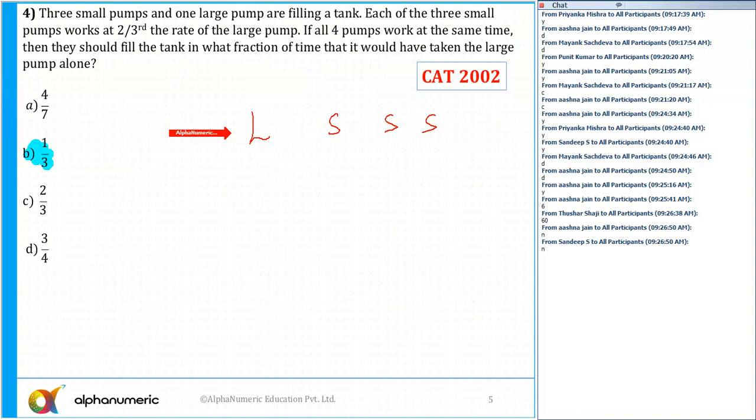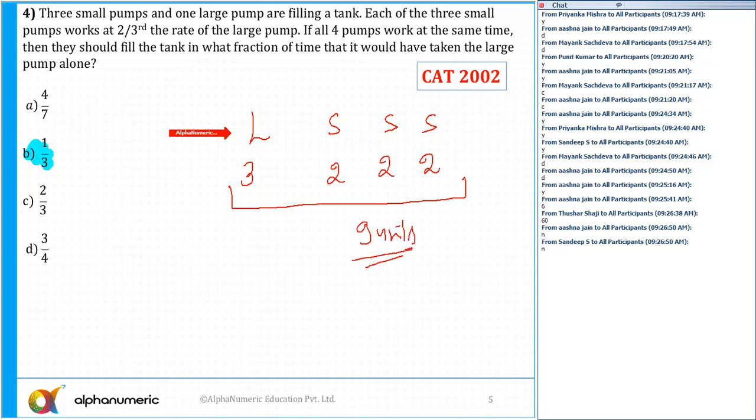So let's say the large pump is filling 3 units. Let's assume they are doing 3 units of work in an hour. So in the same amount of time, the small pumps will do 2, 2 and 2. Now it says if all 4 pumps work at the same time, they will be doing 9 units of work.